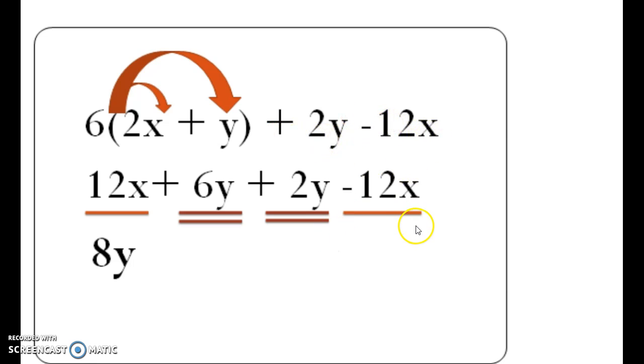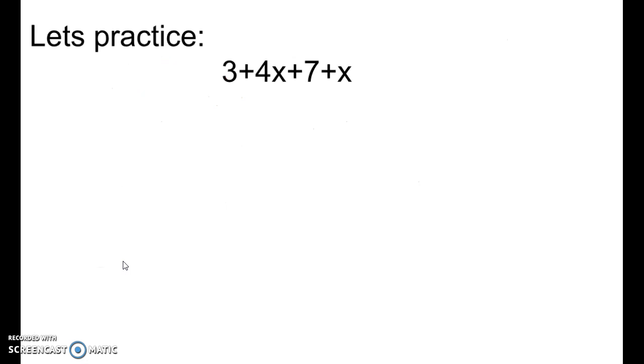You're just going to bring those down. But over here, 6 times 2x is 12x, plus 6 times y is 6y. So if we combine those, we have 12x minus 12x. That's going to leave you with 0. And then you have 6y plus 2y, that equals 8y. So you have simplified that expression as far as it can go.